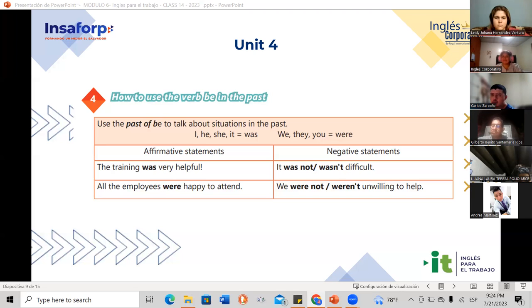Try to analyze the scenario, the context. I don't know how to explain that to avoid that you confuse how to make questions with the verb be or the verb do. I guess you have confusion about what kind of verb or auxiliary is used to make questions. So we're going to bring more exercises to clarify that. Yes, Carlos?